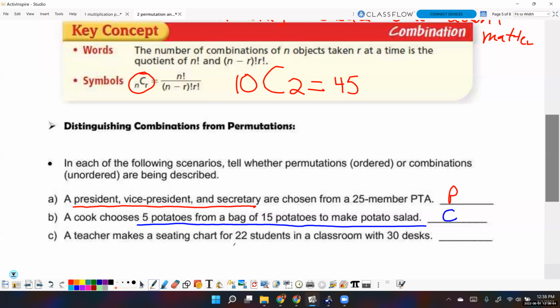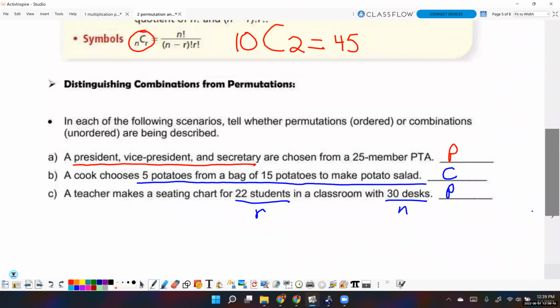The teacher is making a seating chart for 22 students in a classroom with 30 desks. So you just have to be careful here. They're starting with the desks. This is our n value, and we are going to select 22 desks. Does order matter? Yes, if they fill the desks in order, like the first rows get filled first, the first kids picked get the first row desks. Order matters.